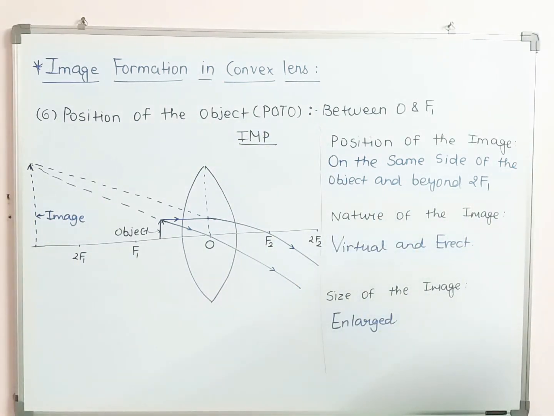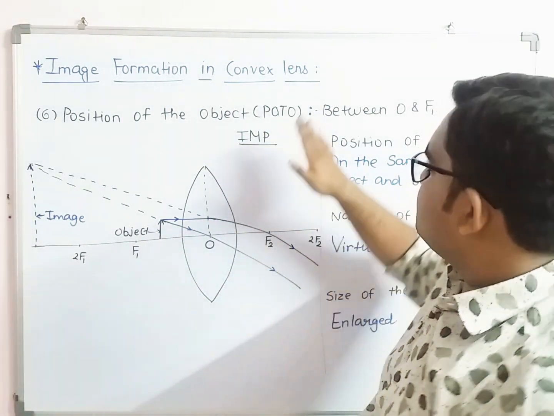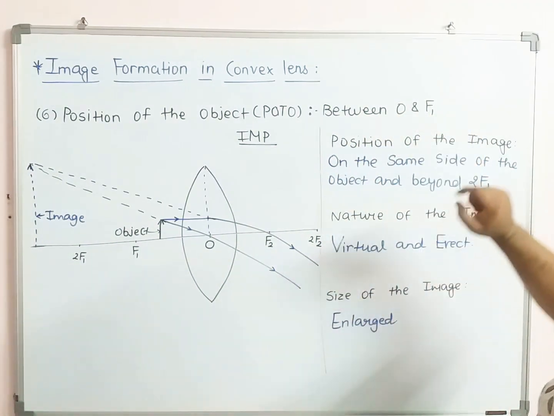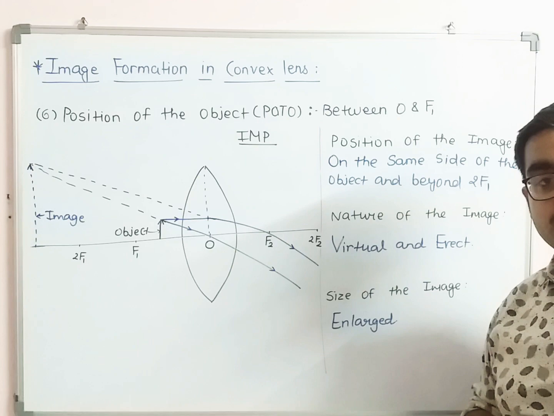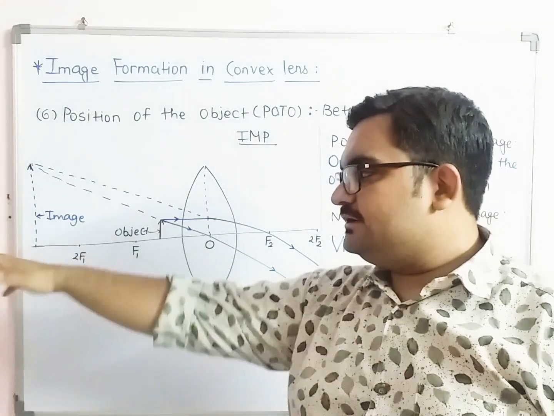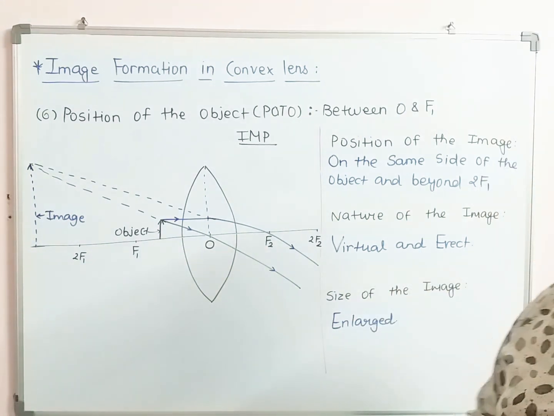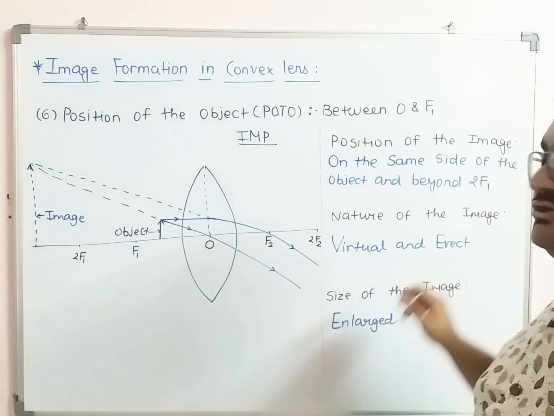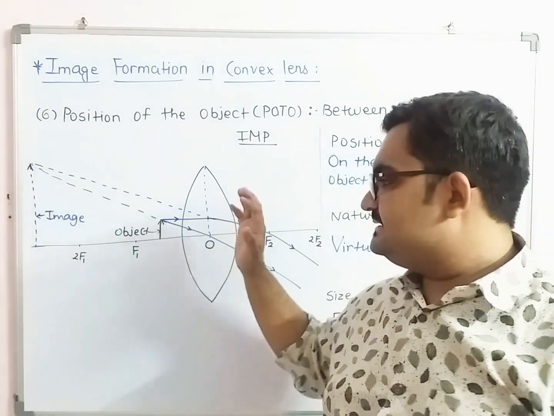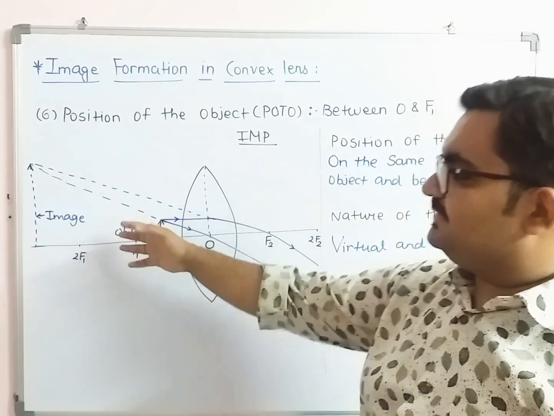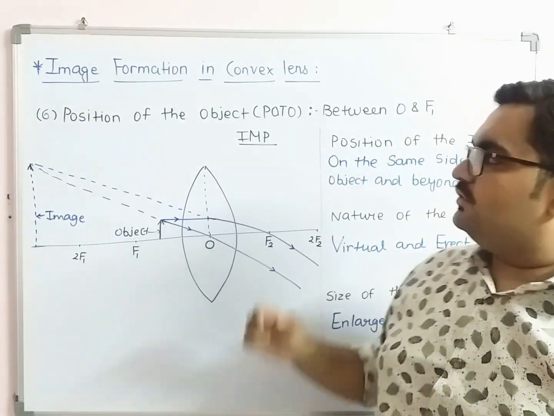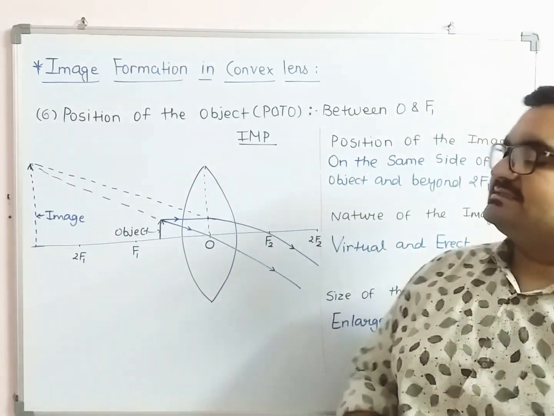So when the position of the object is between O and F1, then the position of the image is on the same side of the object and is beyond 2F1. Now what about the nature of the image? So it is virtual and erect. What is the size of the image? It is enlarged. Simply we can say that it is bigger than the object. So it is a total of 6 cases.